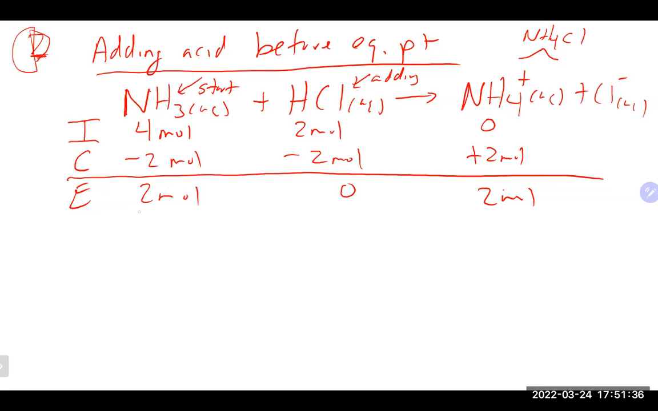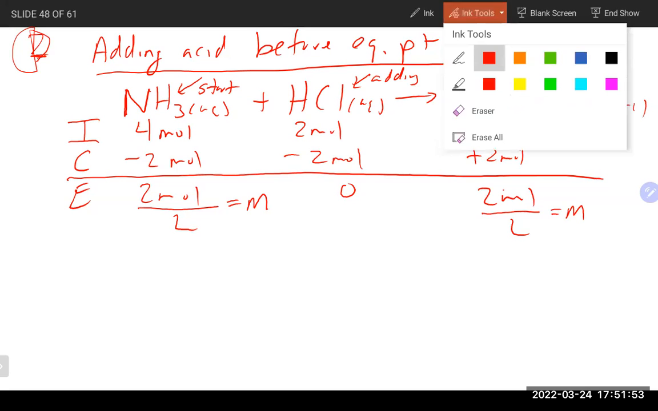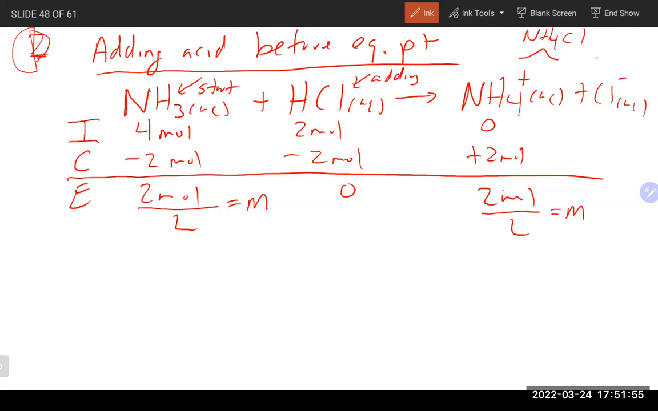At this point, just like a normal situation here, we would take our total volume and convert it to liters, and that would be how much ammonia we started with and how much HCl we added to get to this point, and we would convert these back to molarity. Any questions on how the ice table here looks?